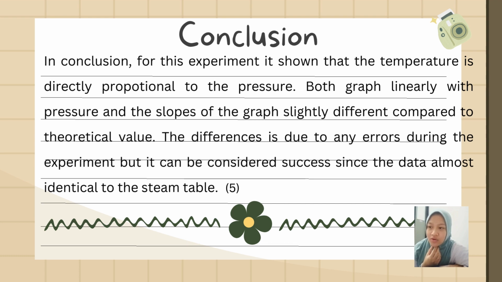So next, the conclusion for this experiment. This experiment shows that the temperature is directly proportional to the pressure. Both graphs are linear with pressure, and the slopes of the graphs are slightly different compared to the theoretical value. The difference is due to errors during the experiment, but it can be considered a success since the data is almost identical to the steam table.